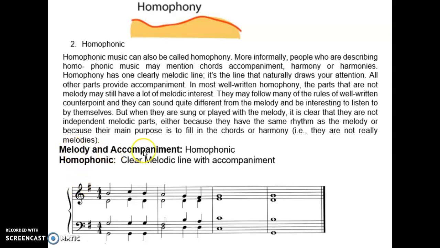So melody and accompaniment is homophonic. Homophonic is a clear melodic line with accompaniment. So there I have mi, fa, mi, re, do, ti, do, do. And the rest, that's only part of the accompaniment.